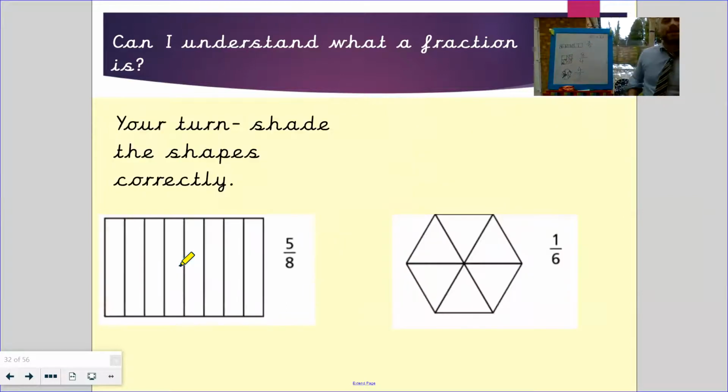So now it's your turn. Shade in these correctly. You may need to draw these out, or if you're struggling to draw them out, maybe draw a shape that you do know and show the fraction there.